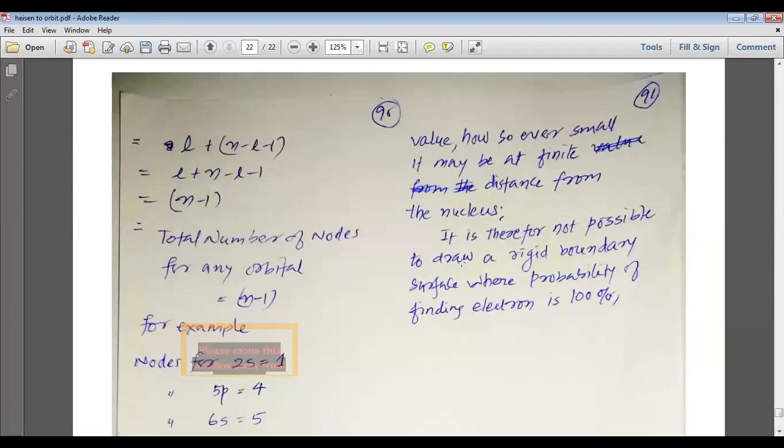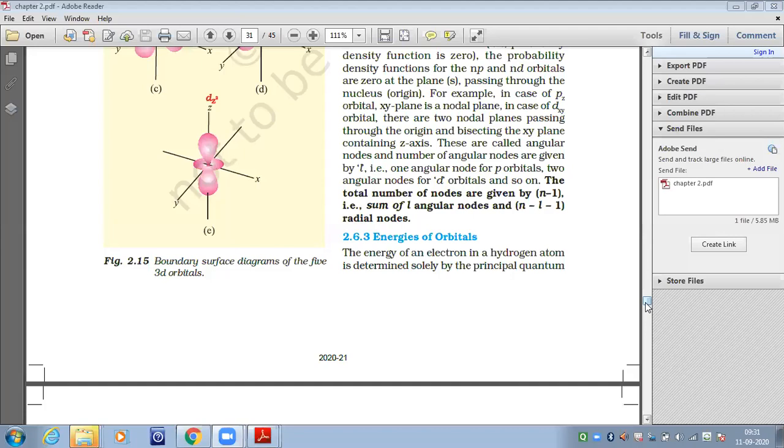It is therefore not possible to draw a rigid boundary surface where the probability of finding the electron is 100%. As it is not zero anywhere in the atom, the electron will not be 100% present in one particular region, and that is why we can say that the boundary surface diagram cannot be represented for 100% probability of finding the electron in a particular region in an atom. So this is how, my dear students, we can easily understand the various concepts regarding the orbitals.